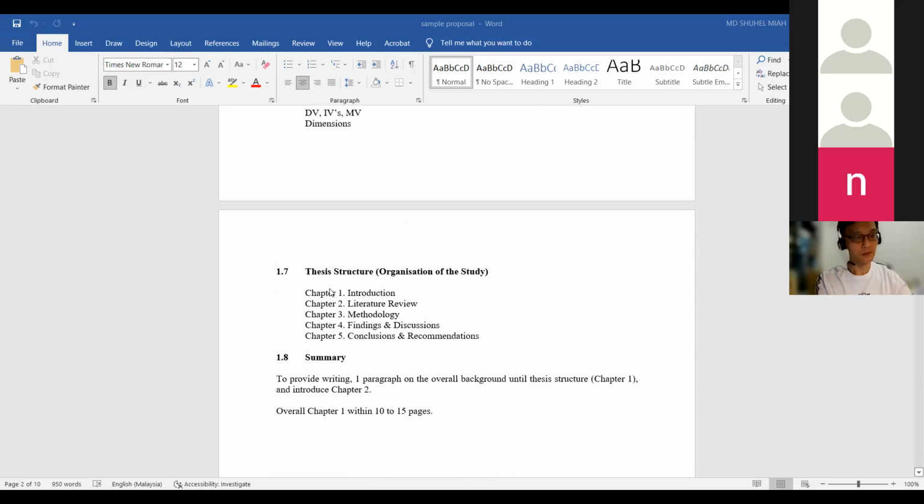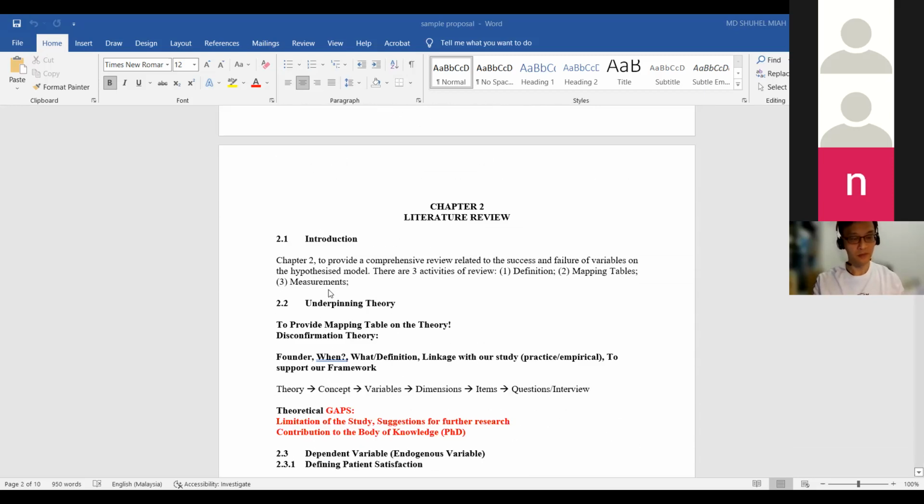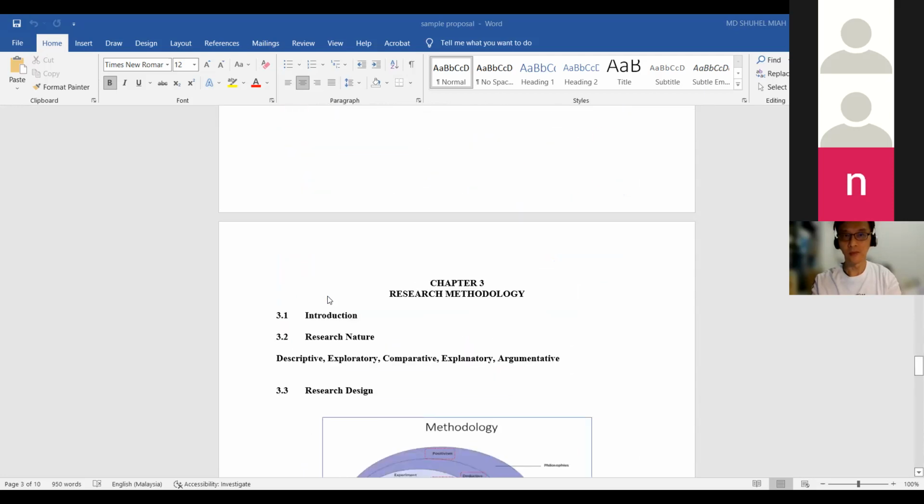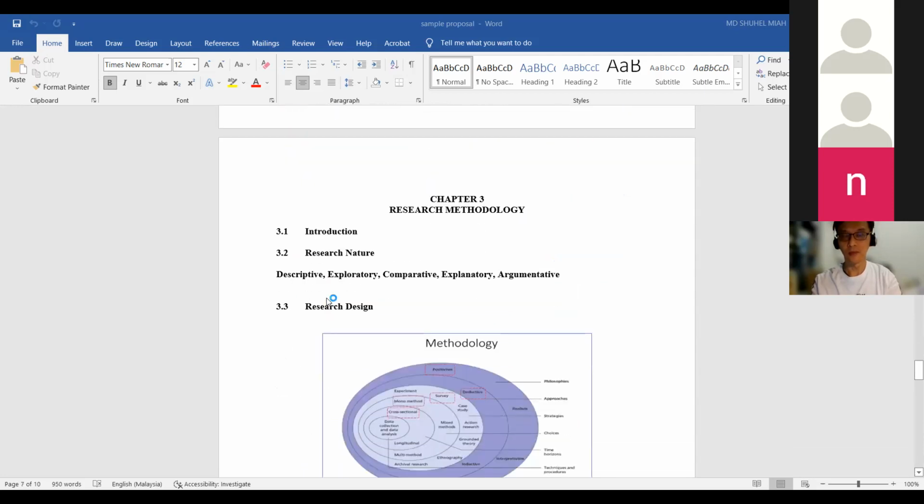Then you will be writing your research structure summary. You will be writing your literature review, the preliminary one. Next session, we'll be discussing in detail how to write your literature review. And of course, your research methodology. So basically, chapters 1 to 3, you will be discussing in your proposal, followed by a Gantt chart or your plan, and your references. That's all.